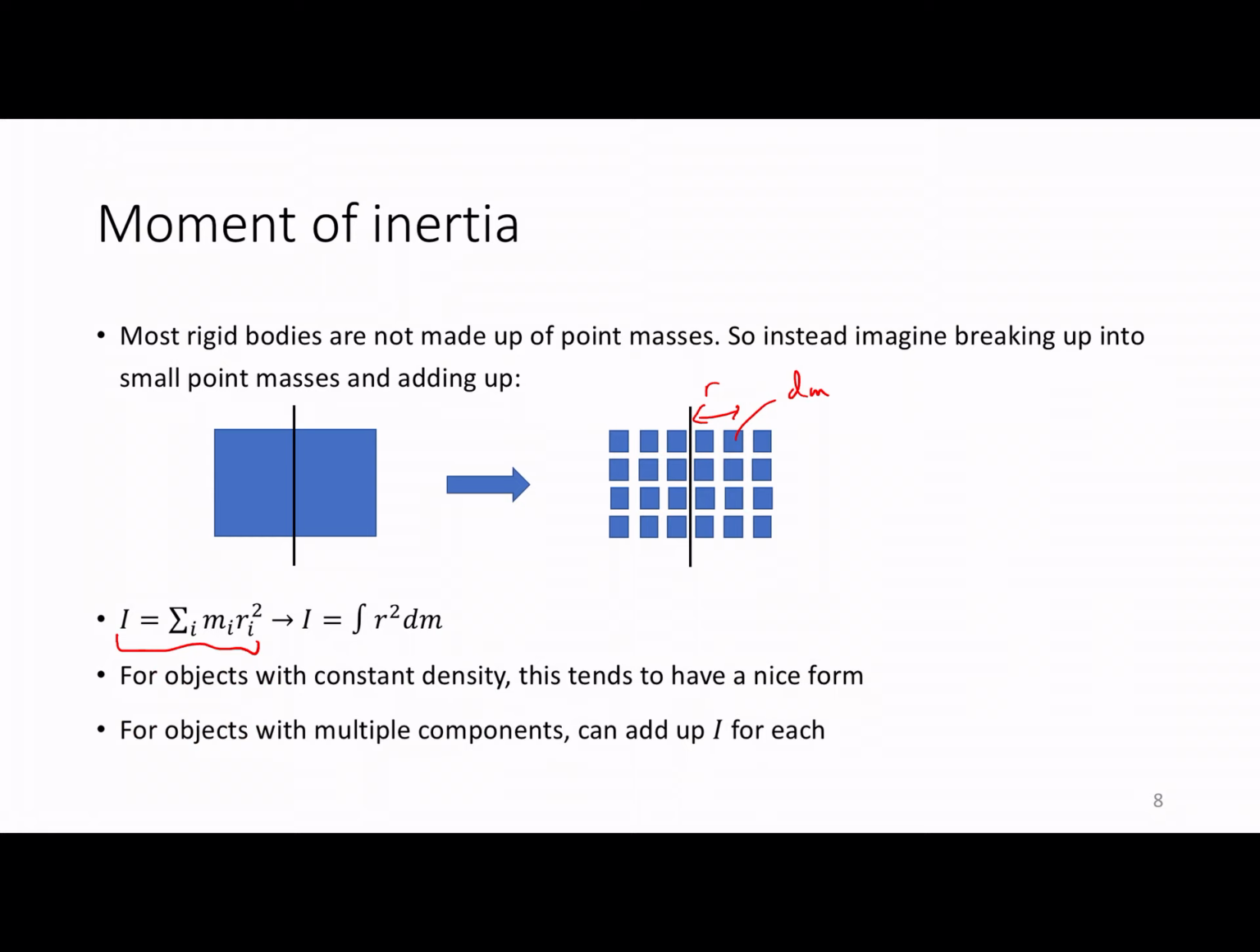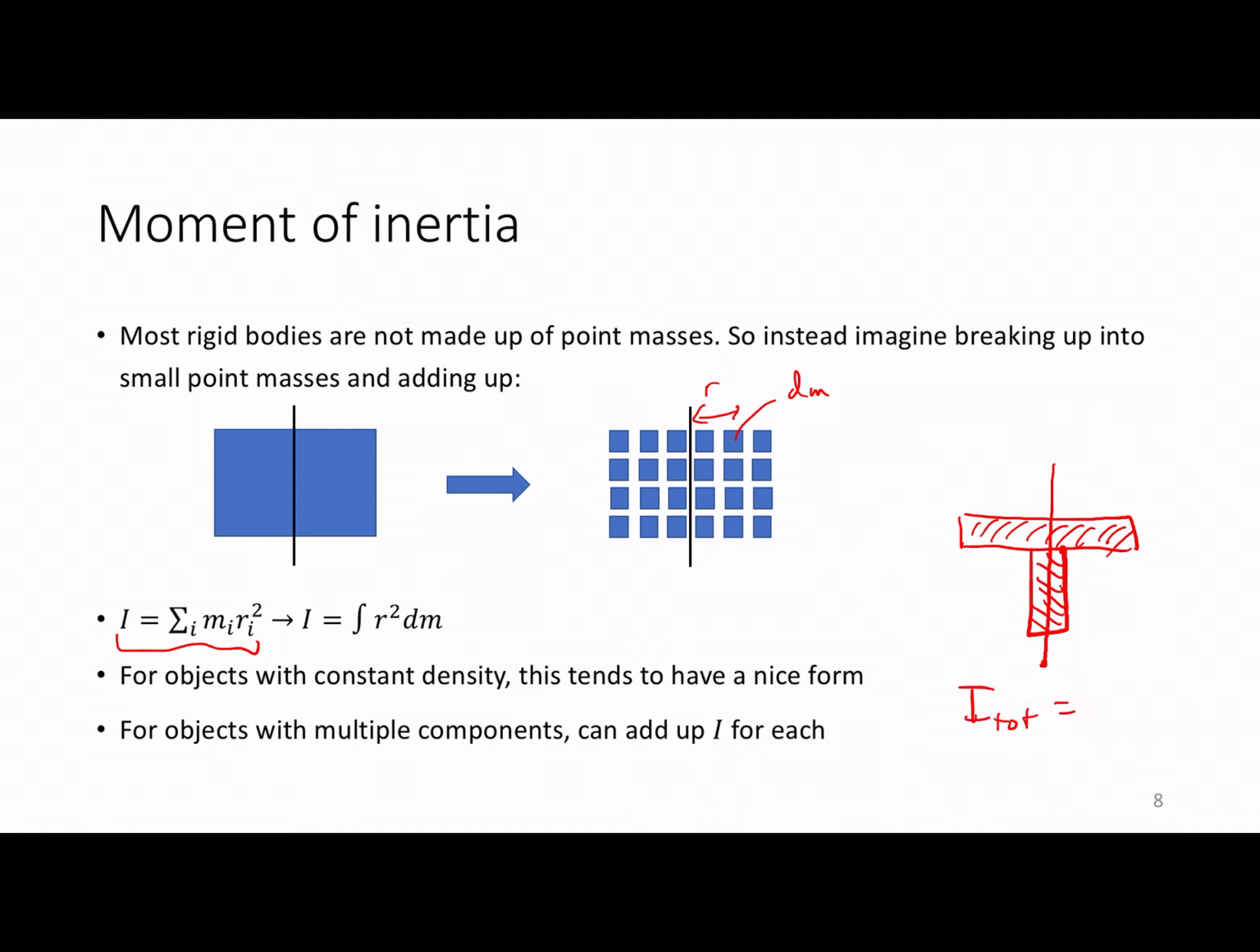And if you have an object with multiple components, let's say a Tetris piece shaped object rotating around this axis right here, what I would do is first calculate the moment of inertia of the first half, then calculate the moment of inertia of the second half, and then just add them up.